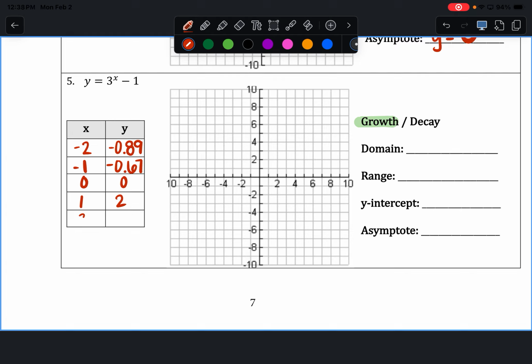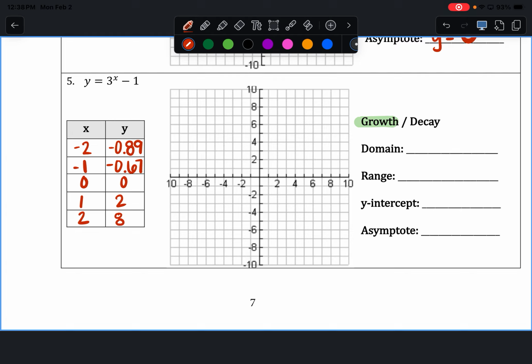I want to have a quick conversation about why this one is at 0. What is 3 to the 0 power? What is anything to the 0 power? 1. What is 1 minus 1? 0. That is why it's at 0, not at 1 right there.